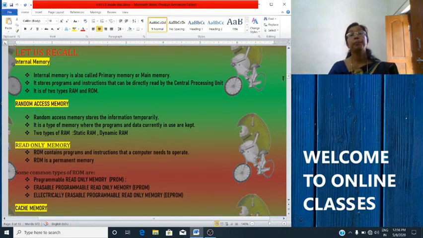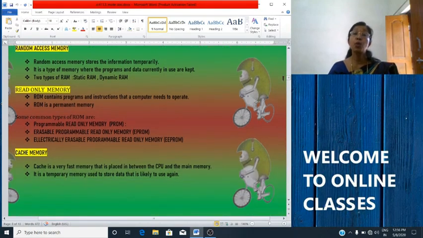What is RAM? RAM is random access memory. It is a temporary memory. It stores programs and data that can be directly read by the CPU. Okay, it is of two types, static RAM and dynamic RAM.